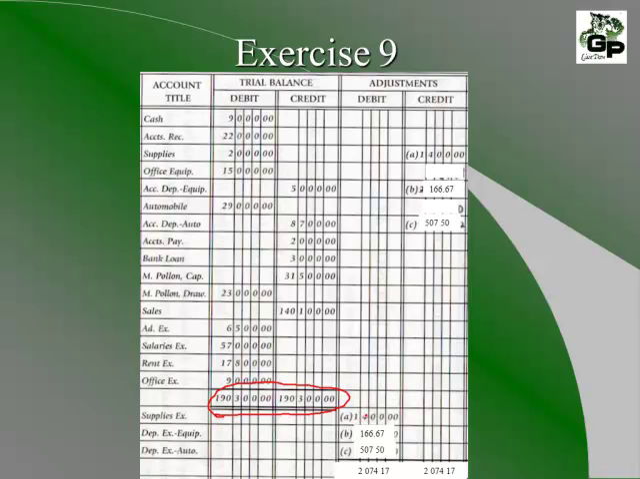Now we look at the adjustments. The supplies expense, $1,400, and we reduce the supplies account by the same amount. The depreciation on the equipment is $166.67, and the accumulated depreciation increases by $166.67. The depreciation on the automobile is $507.50, and that amount is added to the accumulated depreciation. The total for the adjustments is $2,074.17 for the debits and the credits.